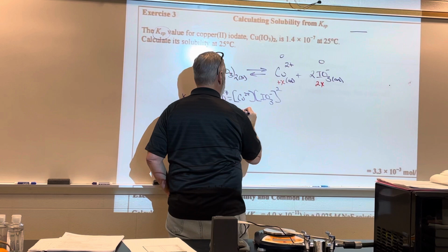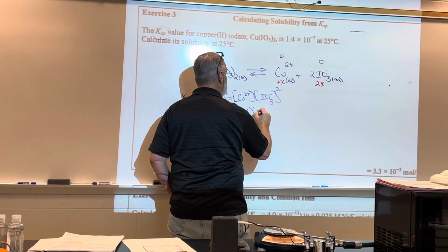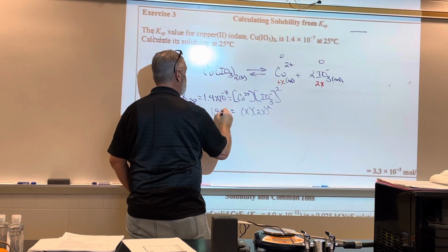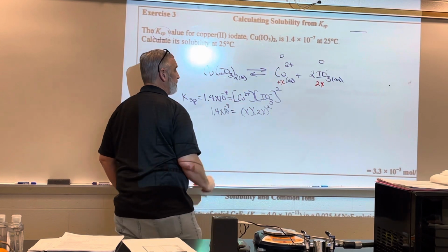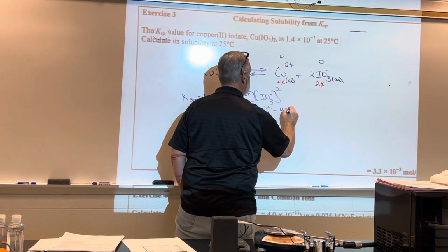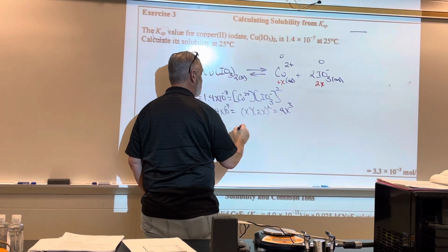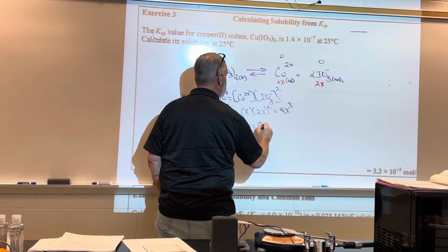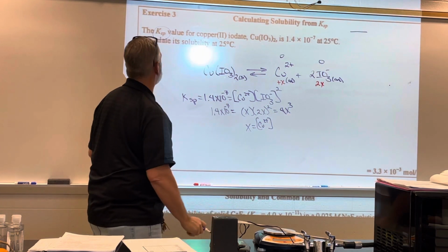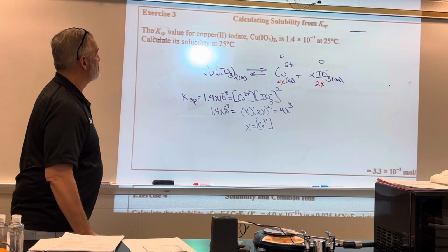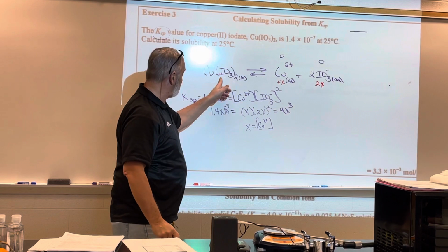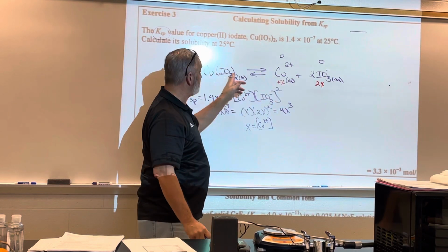So then I'm just going to plug in. I'm going to say X times 2X squared is going to equal my 1.4 times 10 to the -7. So it's going to equal 4x cubed. So divide by 4, take the cube root. X is equal to my Cu2 plus. But what's the question actually asked for? Calculated solubility of the copper iodate. We want to know that, but for every one of these, we got one of those, so X is equal to that as well.